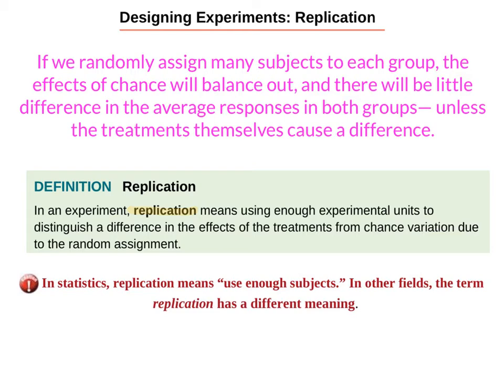So replication in science, for example, could mean, can you replicate? Can you repeat this study over and over again? And in other branches of science, I'm sure replication has other meanings, but in statistics specifically, it means use enough subjects, use enough people, use enough animals or things.